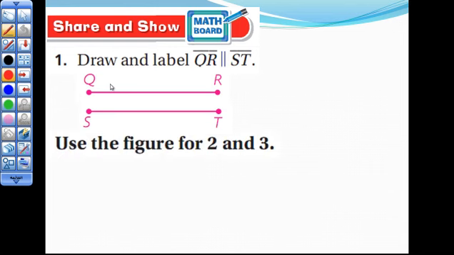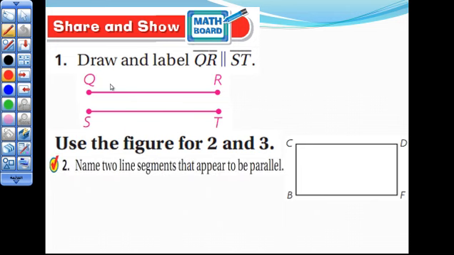Use a figure for questions 2 and 3. What is a figure? CBFD. This is a figure. What is our question? Name two line segments that appear to be parallel. Parallel. Don't forget it. Parallel.